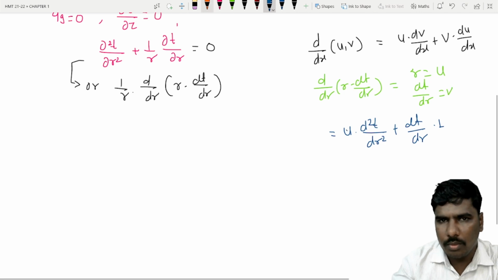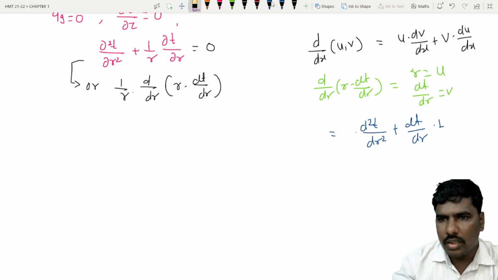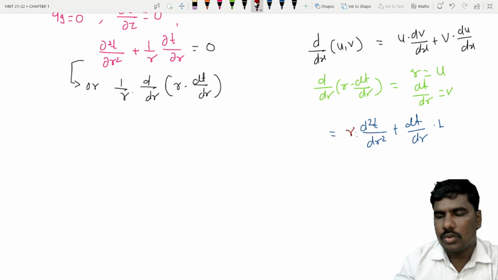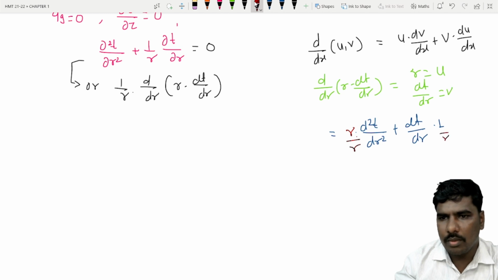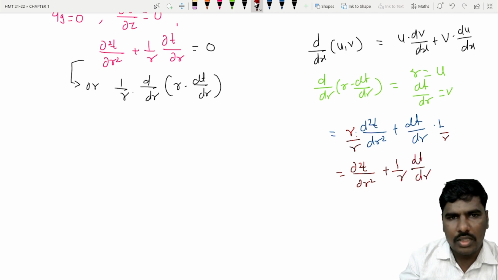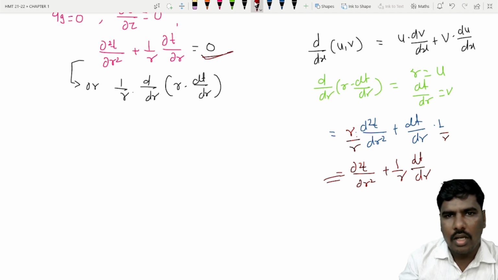So u is nothing but r, we can take down, that is r d square t upon dr square. If we divide this total equation by r, our equation becomes dou square t upon dou r square plus 1 upon r dt by dou r, or dt by dr. So this is the same equation as this. This equation and this equation are the same. This is an expanded form of this equation. So both equations are the same.